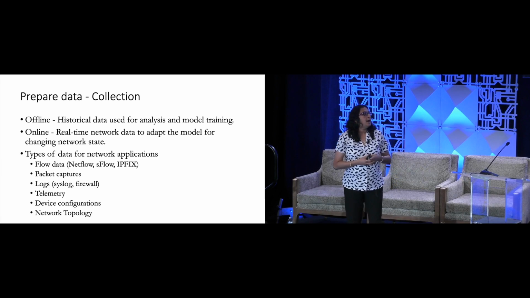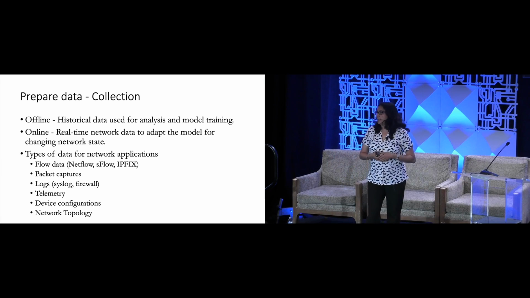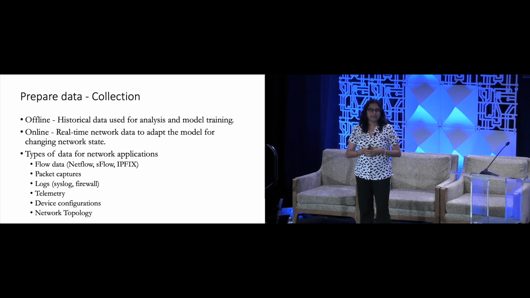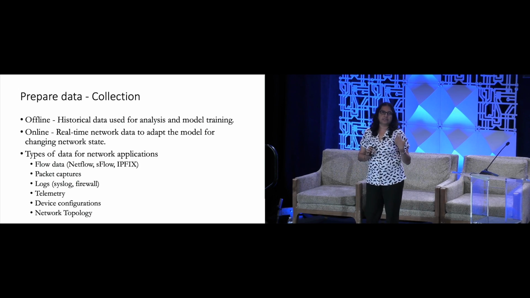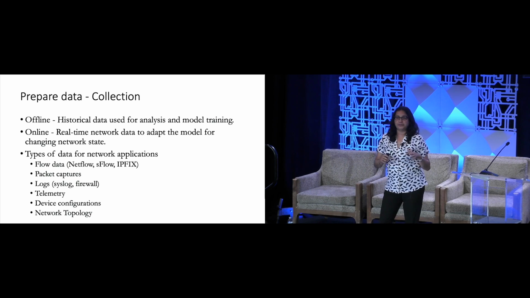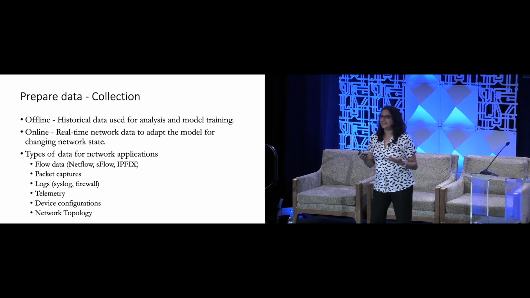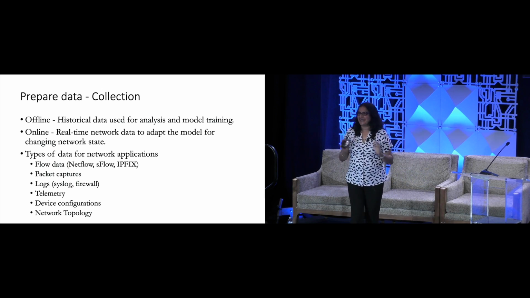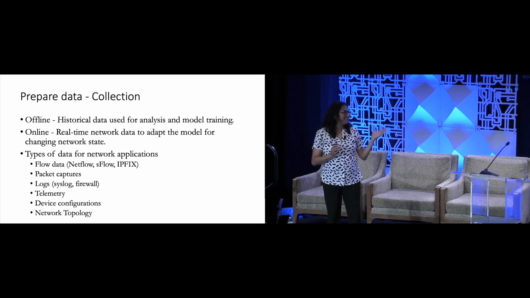So some of the data that we looked at was flow data, packet captures, firewall logs, syslog, telemetry, though we realized a lot of the streaming telemetry was a lot more hype than we were actually able to get anything out of. So if anybody has any insight into it, I would like to hear it. We looked at device configurations and some topology data.